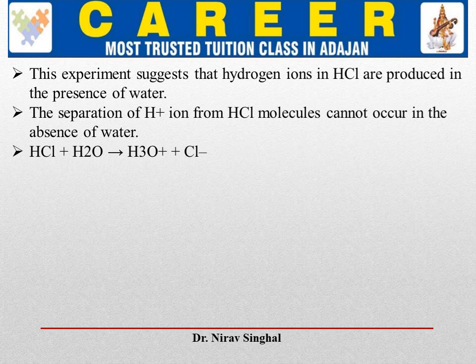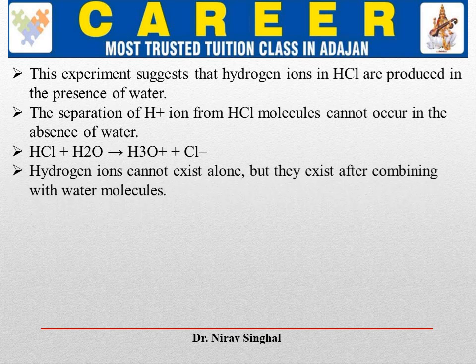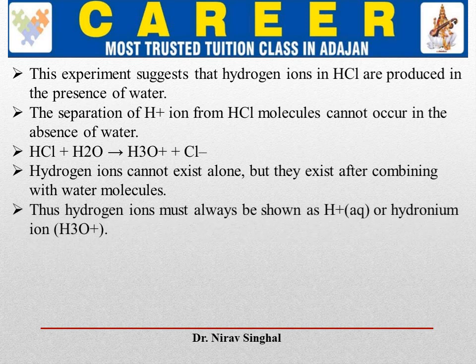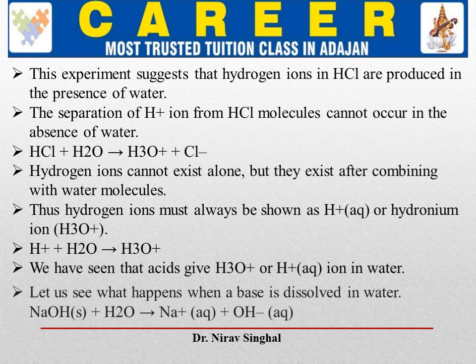HCl with water gets converted into H3O plus plus Cl minus. H3O plus is called hydronium ion. Hydrogen ion cannot exist alone but exists after combining with the water molecule. Thus, hydrogen ion must always be shown as H plus or in the H3O plus hydronium form. H plus plus H2O gives H3O plus. We have seen that acid gives H3O plus and H plus ion in water.